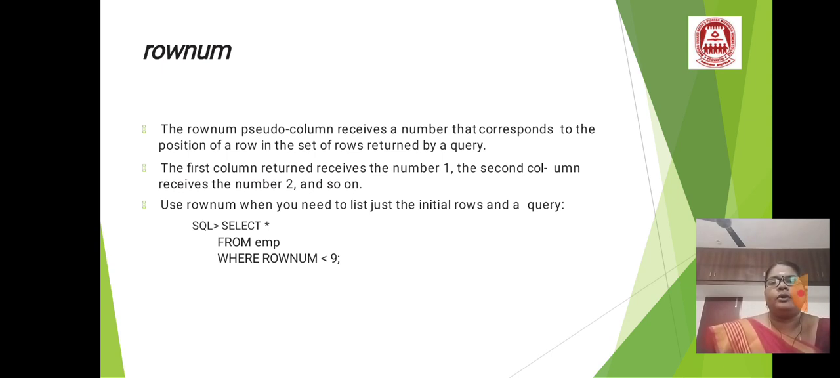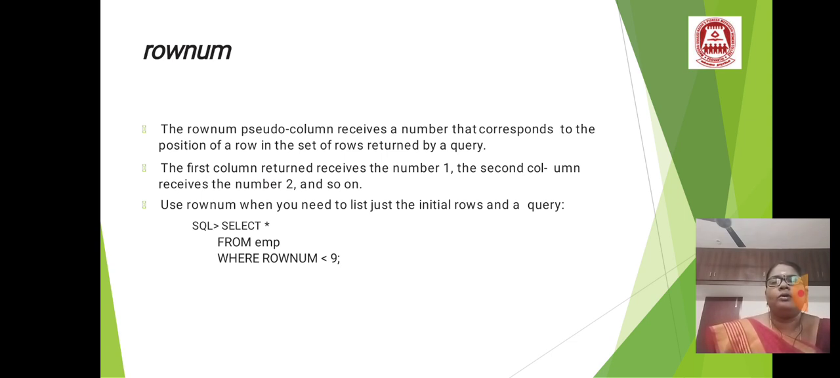ROWNUM, the row number, is a pseudo column again. It receives a number for each row in the set of rows returned for a query, so we can restrict how many rows should be displayed as a result. The first row returned receives the number 1, the second row receives the number 2, and so on. How are we going to use ROWNUM? SELECT * FROM emp WHERE ROWNUM < 9.